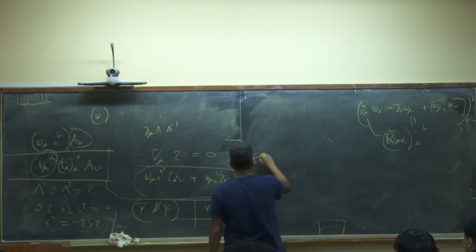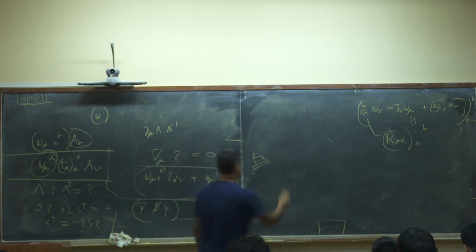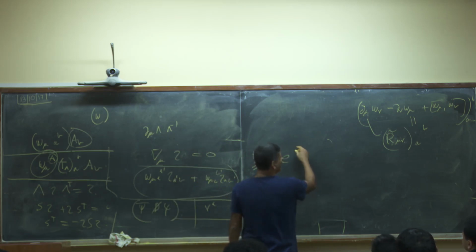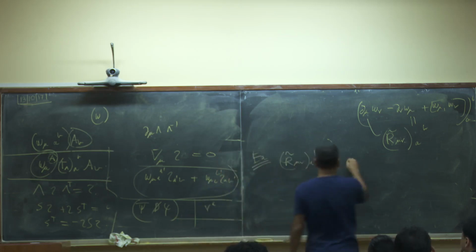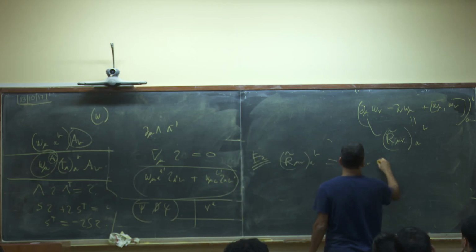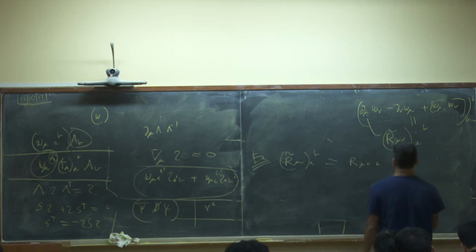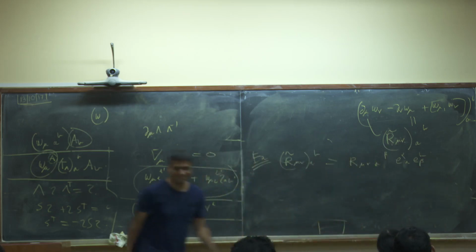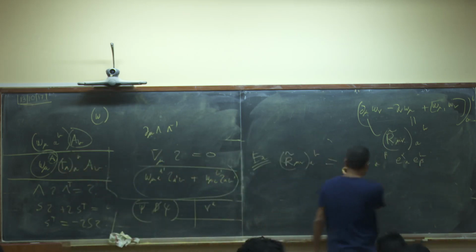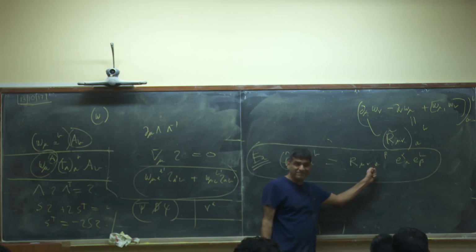Exercise: show that R tilde mu nu AB is equal to R mu nu alpha beta, E alpha A, E beta B. But this quantity is the usual curvature.